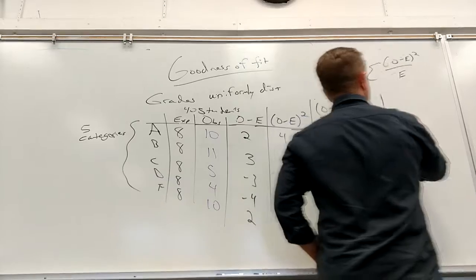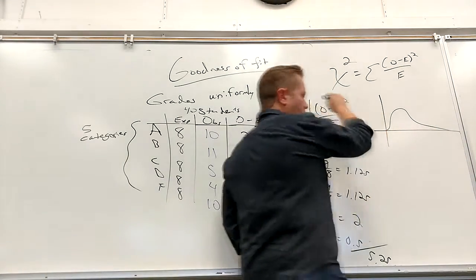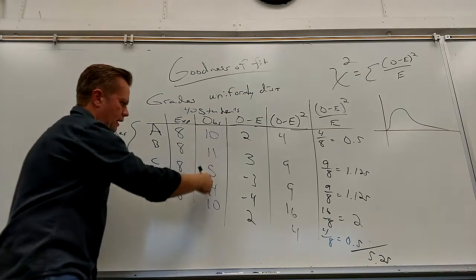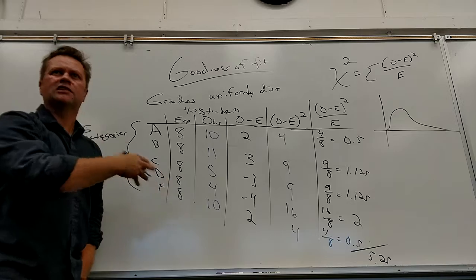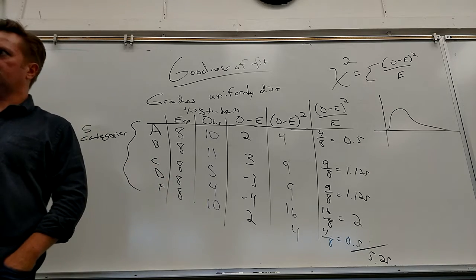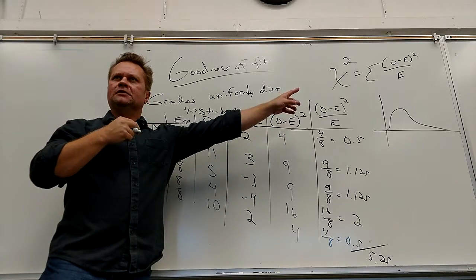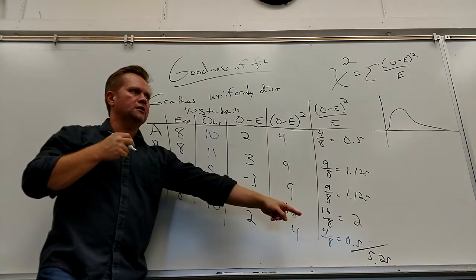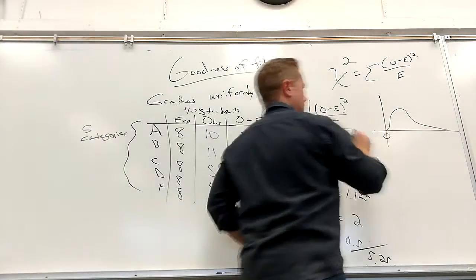So the beautiful thing about this distribution is if it was perfectly 8, 8, 8, 8, 8, this would have come out to be 0. And that's the smallest it could possibly be. Do you guys agree? Because it's squared, right? So the smallest this could come out to be is 0. It can't be negative. And that's where this thing starts, is at 0.